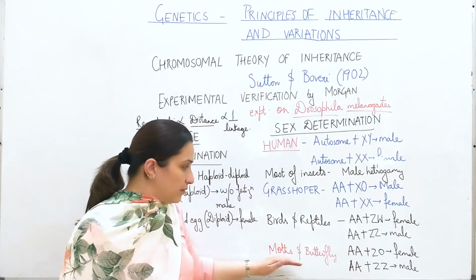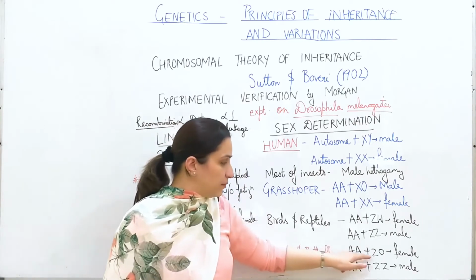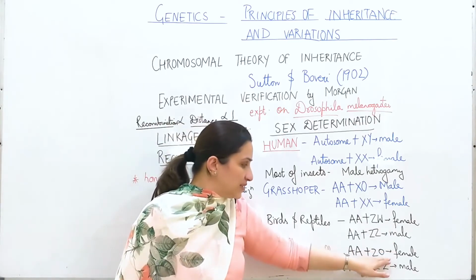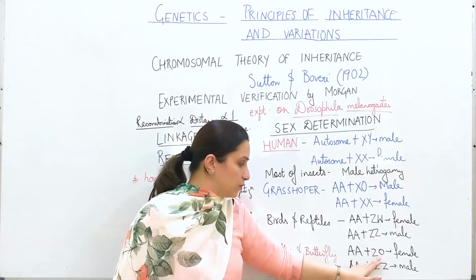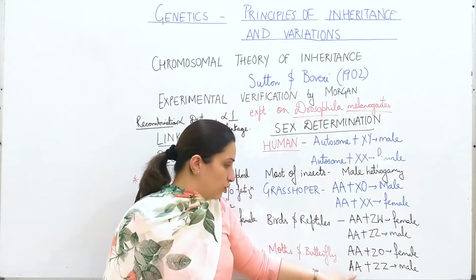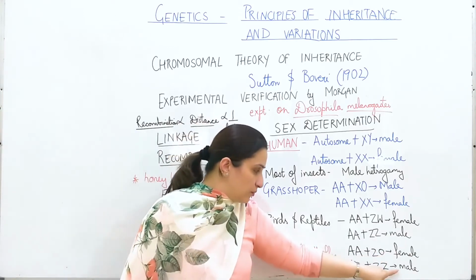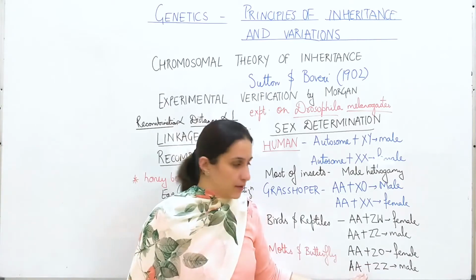In moths and butterflies, they have AA plus Z0. That means female is heterogametic with a single chromosome. And in case of autosomes, it is AA. In case of male, ZZ and AA.